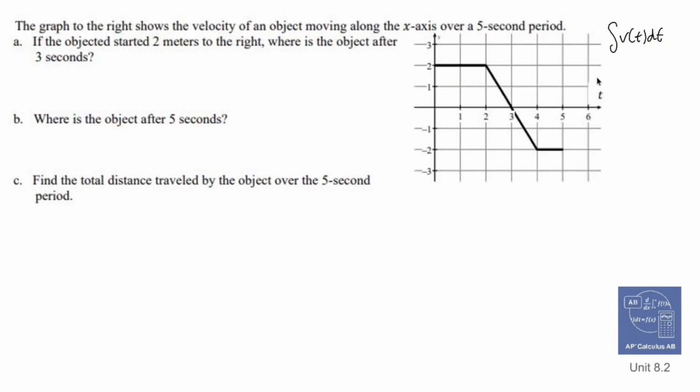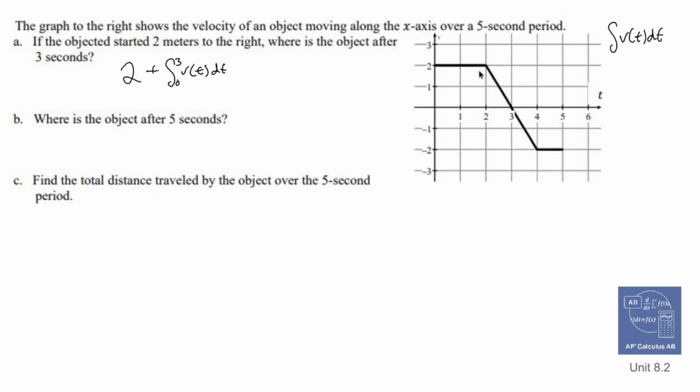Now, what that means for us here is if this is the velocity function and I don't have the actual function itself and I really don't feel like trying to find the piecewise function that matches that, what I can do is use the fact that the integral is just the area under the curve. So let's use that information. If the object started 2 meters to the right, you're already at 2. Where is the object after 3 seconds? Well, we care about the integral from 0 to 3 of v of t dt. That means the area underneath the curve from 0 to 3.